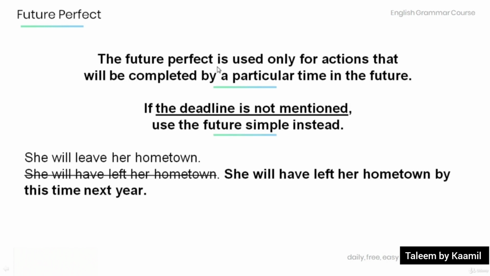Note, the future perfect is used only for actions that will be completed by a particular time in the future. Now, if the deadline is not mentioned, make sure to use the future simple instead. Have a look at the examples below. She will leave her hometown. Future simple. She will have left her hometown. No deadline mentioned. And so, this sentence would be incorrect. The correct form would be, she will have left her hometown by this time next year.